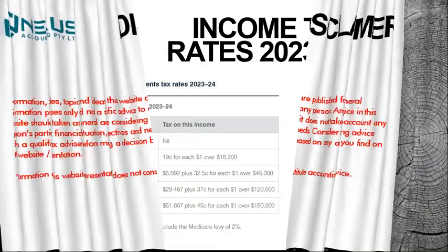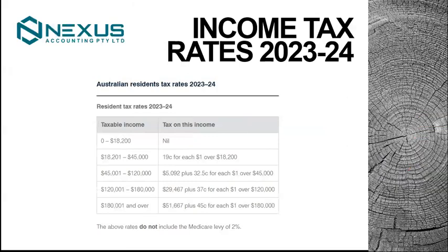We're going to discuss very briefly individual income tax rates for 23-24. As you can see on the slide here, straight from the Australian Taxation Office website, the tax brackets for the current year are as displayed: 0 to 18,200 nil tax payable, 18,201 to 45,000, 19 cents in a dollar for everything over 18,200. So what does that mean? That means that you will pay 19% tax for every dollar that you earn over and above 18,200. That's really simple and self-explanatory.